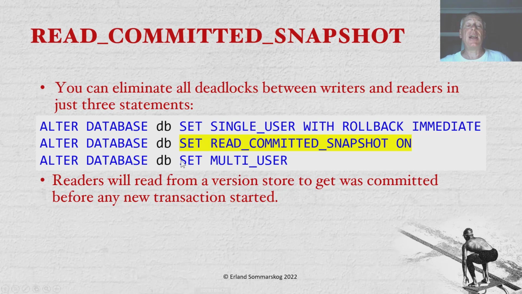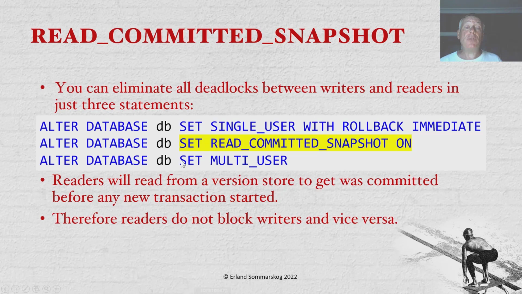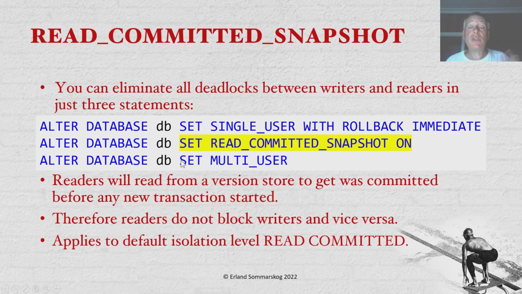So this means that readers will not block writers and vice versa. Great way to remove all deadlocks that involve a reader and a writer. Almost, because this only applies to the default isolation level, read committed. So if you're using repeatable read or serializable, well, you will still take locks, and the same goes if you use any of these hints to override read committed. But most of the deadlocks, including readers and writers, are being removed.